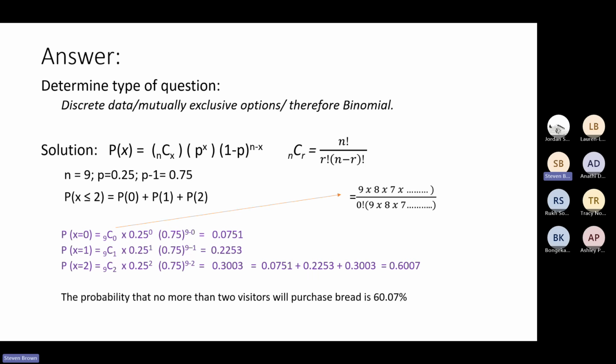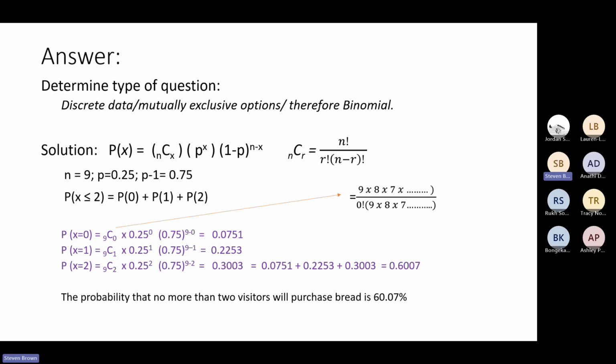Then it's no more than 2, so you still have to do the second one, because no more than 2 implies 0 plus 1 plus 2. Now X is equal to 2. You put a 2 in there, and a 2 there, 0.25 to the power 2, 0.75 to the power 7, and there's an N. Then you do that calculation and you get about 0.30, or 30%. So you've got 30% there, 22% there crudely, and 7% there.